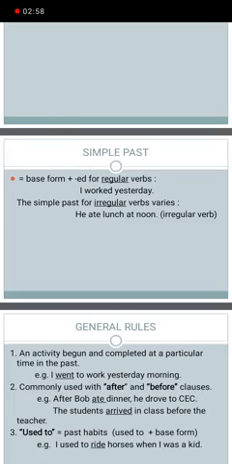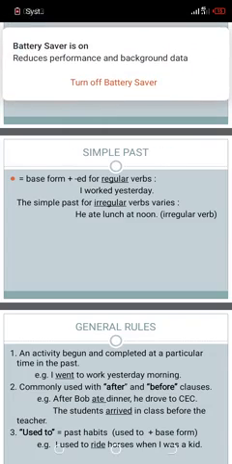For example, we have a sentence like he ate lunch at noon. Present tense is eat, but the past tense is ate. So this is an irregular verb. We don't have the formula or the pattern that we can use to form these irregular verbs. For example, you can have the word buy. The past tense of the word buy is bought. So that's how they are.